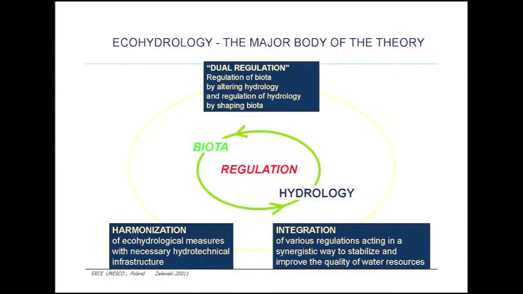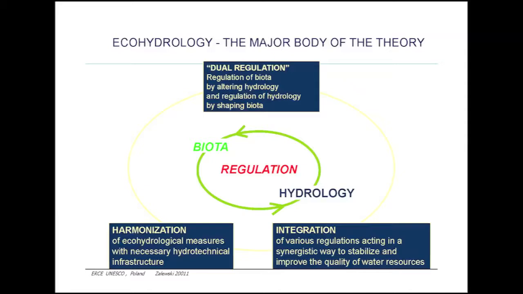So now we're in ecohydrology already, and the general key point of the theory is dual regulation. It means hydrology can be used to regulate biota, and biota can be used to regulate hydrology, and this is called dual regulation.